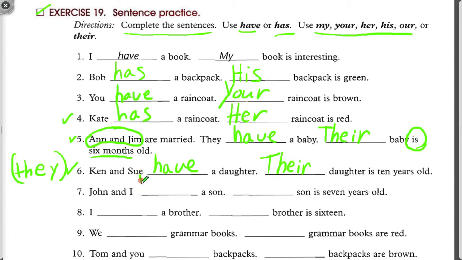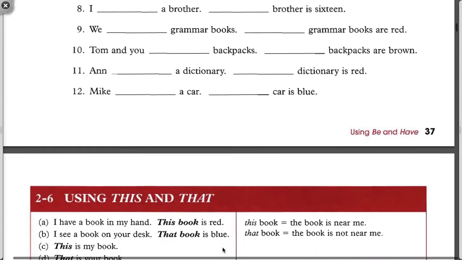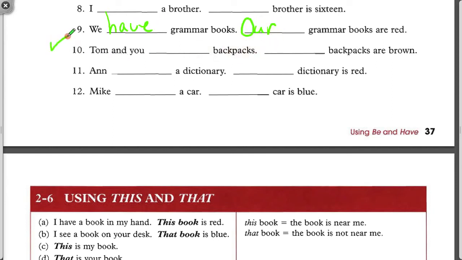John and I have a son. Our son is 7 years old. I have a brother. My brother is 16. Okay, I'm going to erase this and keep going. Number 9. We have grammar books. Our grammar books are red.